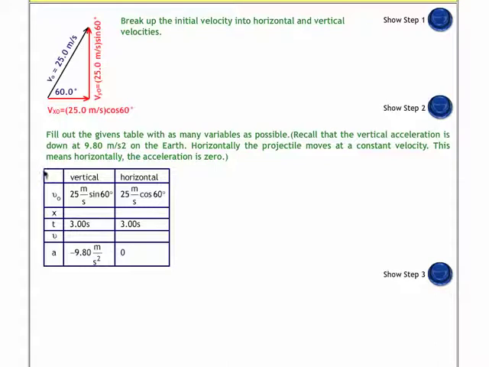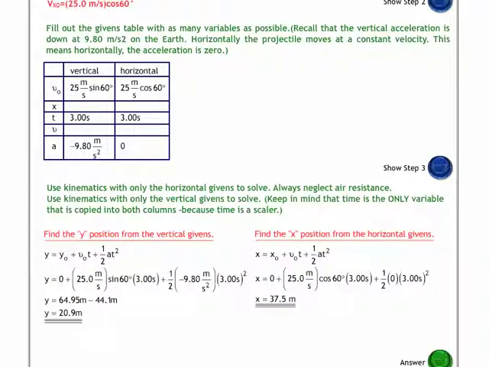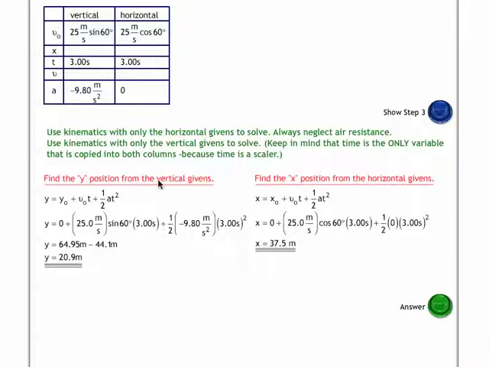Okay, so we've seen these kinds of problems before. Here's the vertical velocity, the time, and the acceleration is negative 9.8 meters per second squared. Horizontally, the acceleration is equal to 0, and the horizontal velocity is 25 meters per second cosine 60. Next, I've got to find the velocity, the position in the y direction and the position in the x direction. So basically x and y.